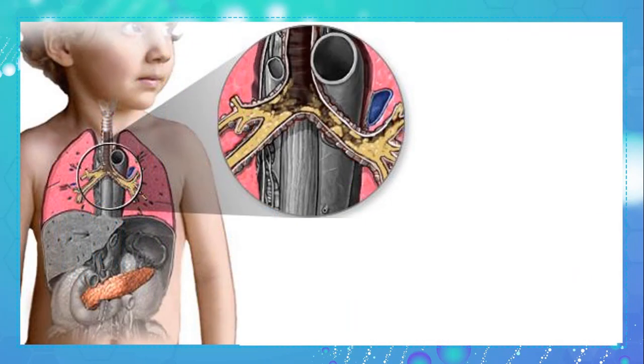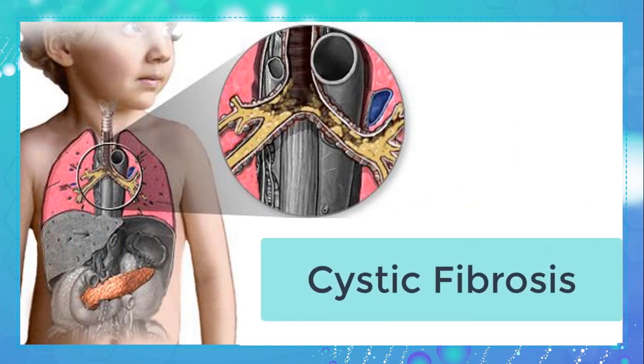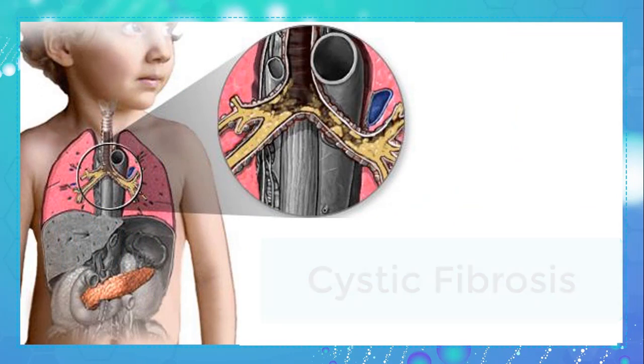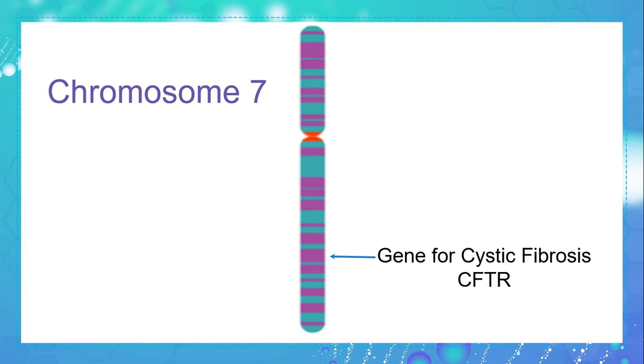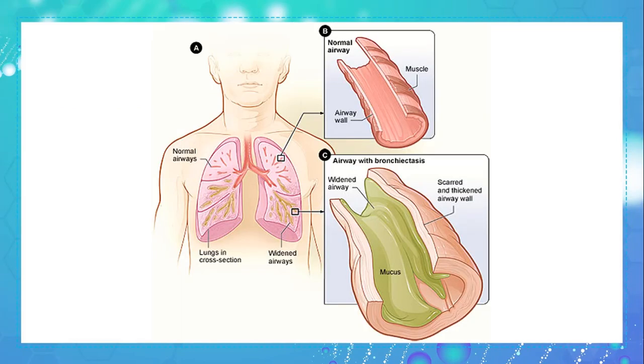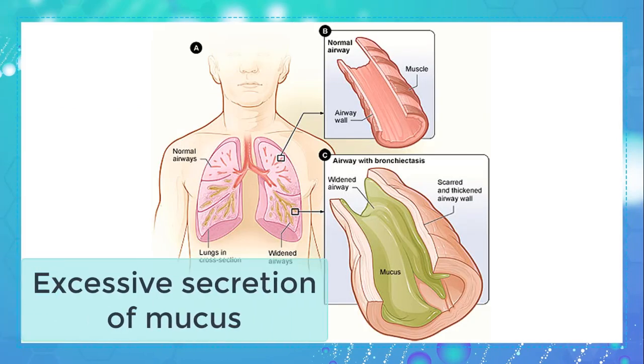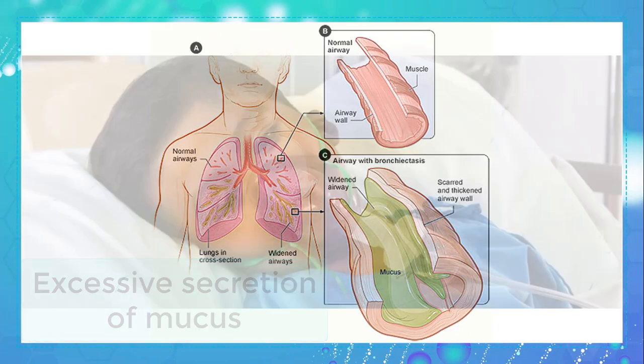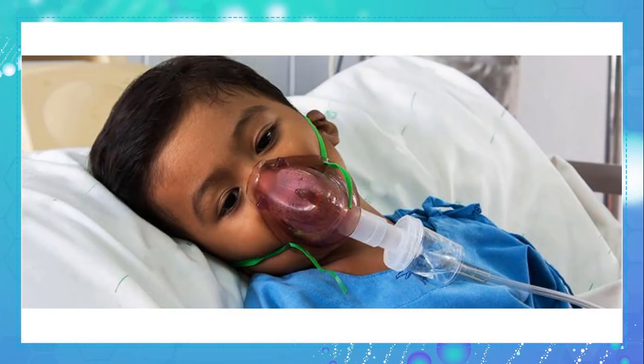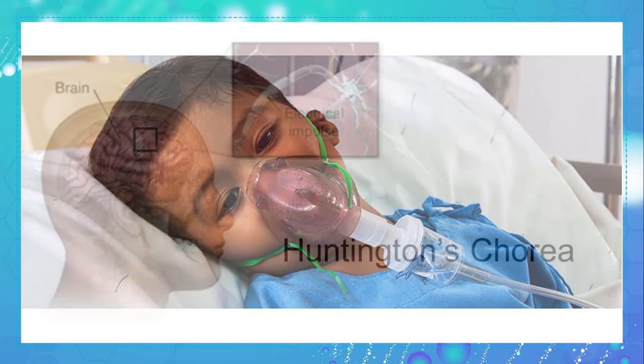Some autosomal diseases that you will learn about in this document are cystic fibrosis, which is a severe disease caused by a recessive mutant allele of a gene located on chromosome number 7. Cystic fibrosis is characterized by the excessive secretion of mucus by mucus glands, leading to both respiratory and digestive problems.